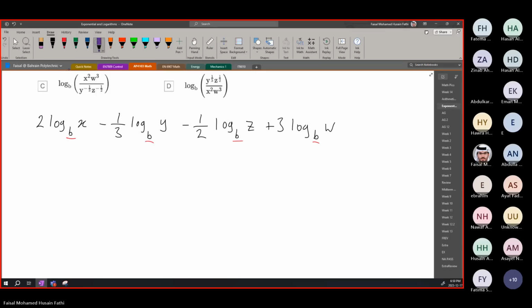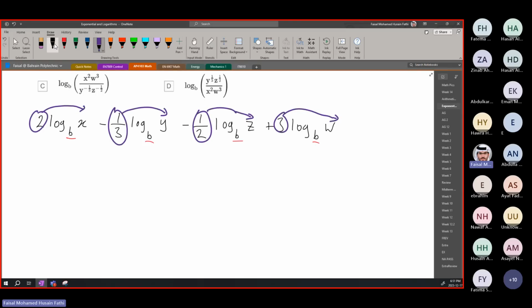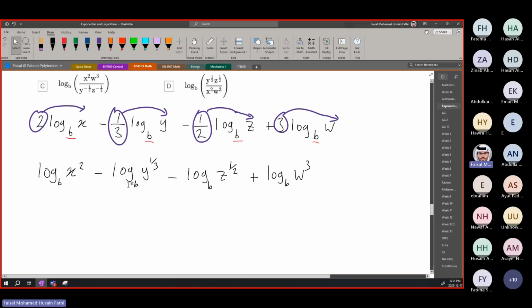Now, we take these and make them into powers. All of the coefficients of the logs, we take them and make them into powers. Okay? That is our first step. Log x squared base b minus log y to the power of 1 over 3 base b minus log z to the power of half plus log base b w to the power of 3. That is our first step.